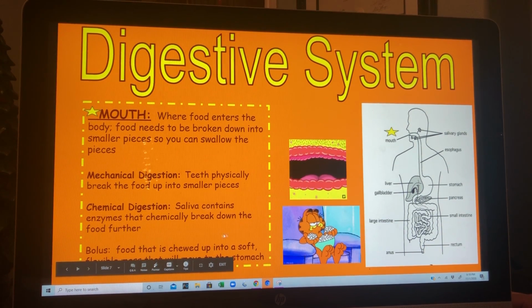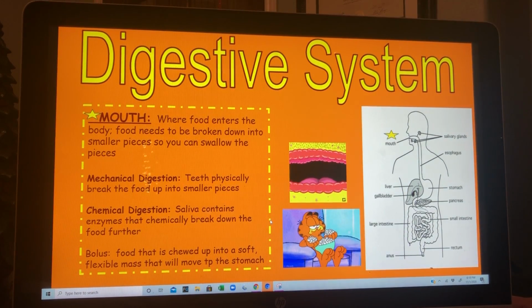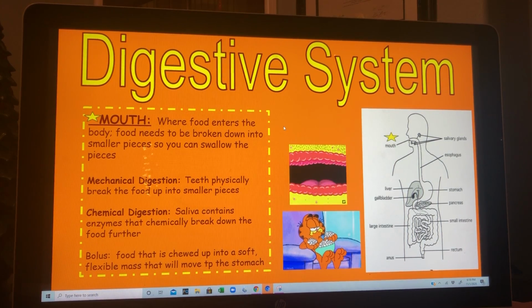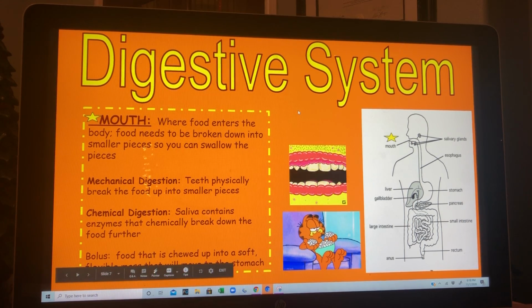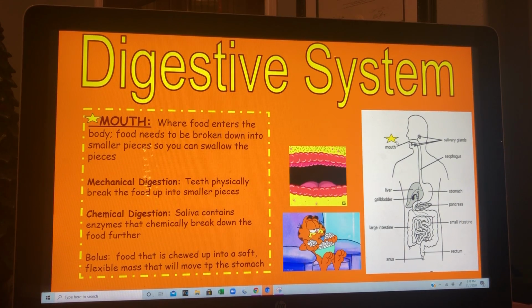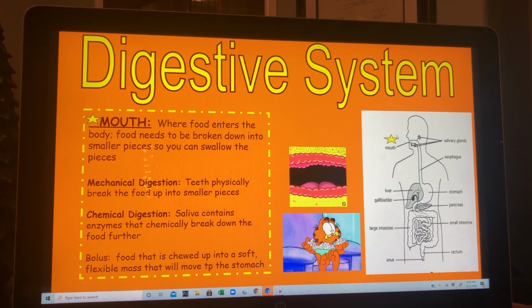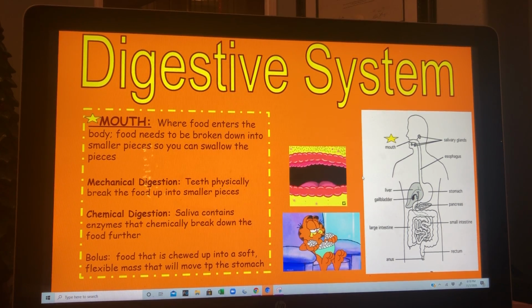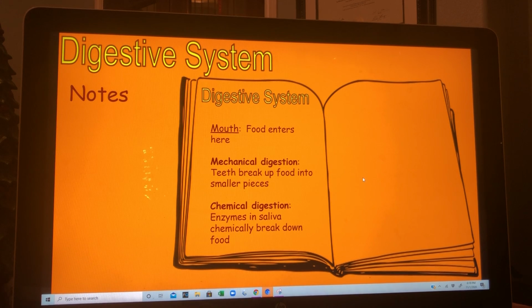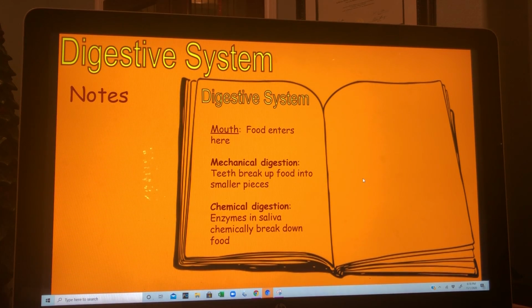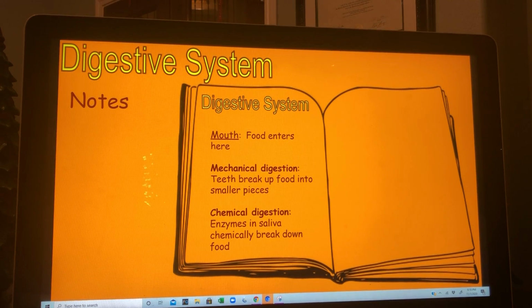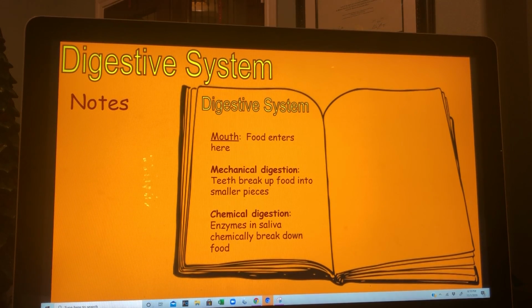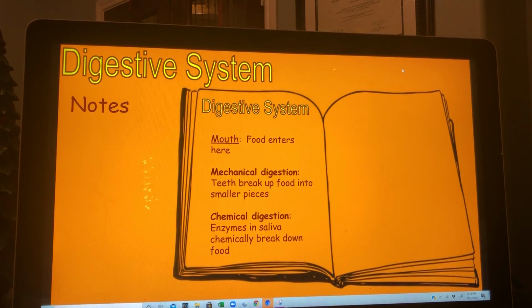Now a bolus is food that is chewed up into a soft, flexible mass that will be moved to the stomach. So when you feel like a big mushy piece of food in your mouth, that is called a bolus. If you look over here on the right hand side, I have indicated the location of the mouth with the yellow star. For your notebook, you will write down mouth, food enters here. Mechanical digestion, teeth break up food into smaller pieces. Chemical digestion, enzymes and saliva chemically break down food.